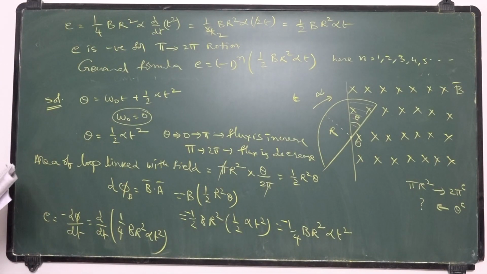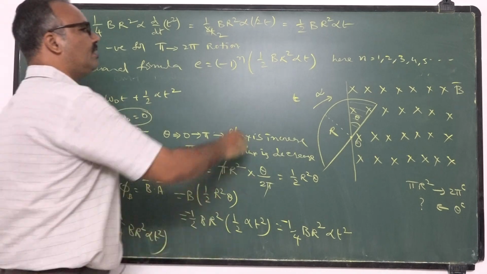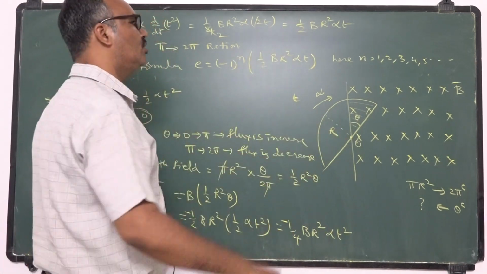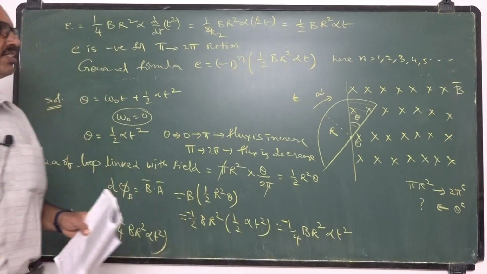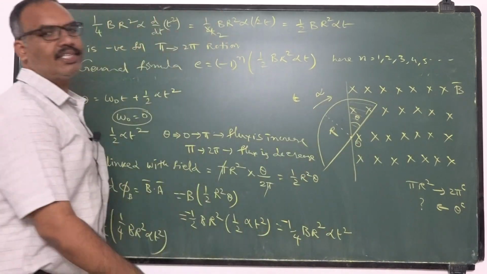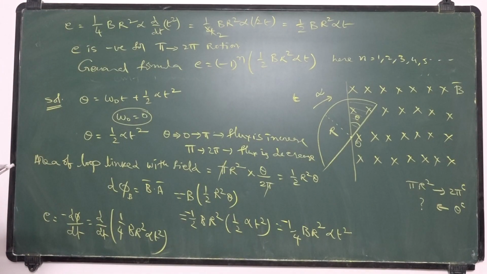N is equal to 1 if I take, you will get a minus. N is equal to 2 if I take, you will get plus. N is equal to 3 if I take, you will get minus. So plus and minus for EMF value is alternatively coming. Okay.